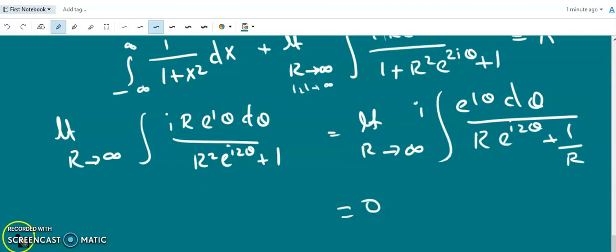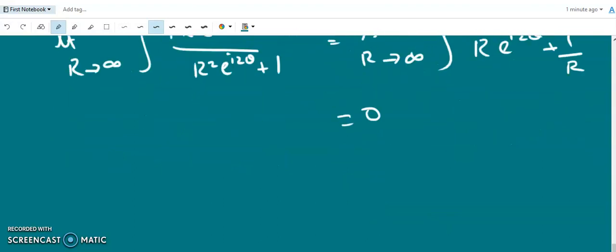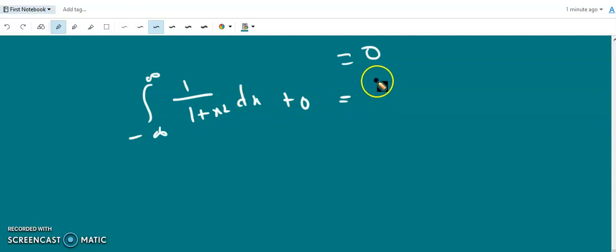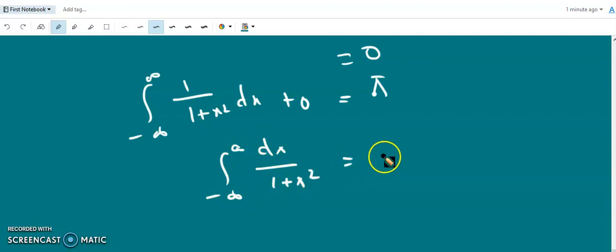Substituting its value, we find that the integral from minus infinity to plus infinity of 1 by 1 plus x square dx, plus 0, is equal to pi. But our question is the integral from 0 to infinity of 1 over 1 plus x square dx.